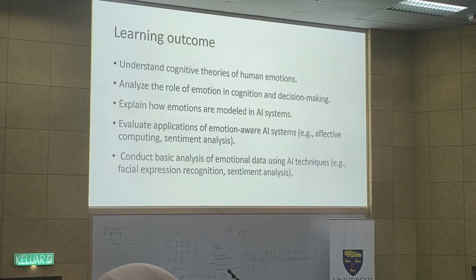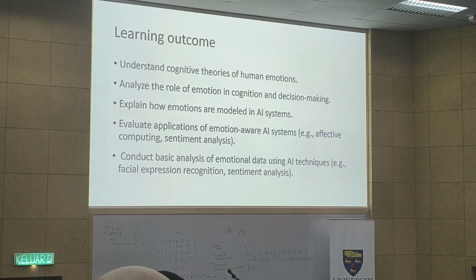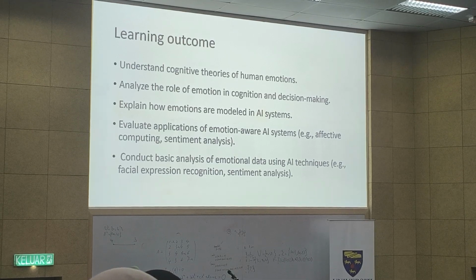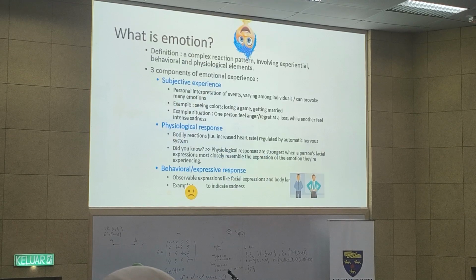Topic 8 is emotion. Okay, one of my favorite topics. We covered the cognitive theory of human emotion, and then we look at how emotion is used in making decisions. I think we did that, okay, and explain how emotion is actually modeled in AI systems. Okay, so we got several parts. So this is the first part.